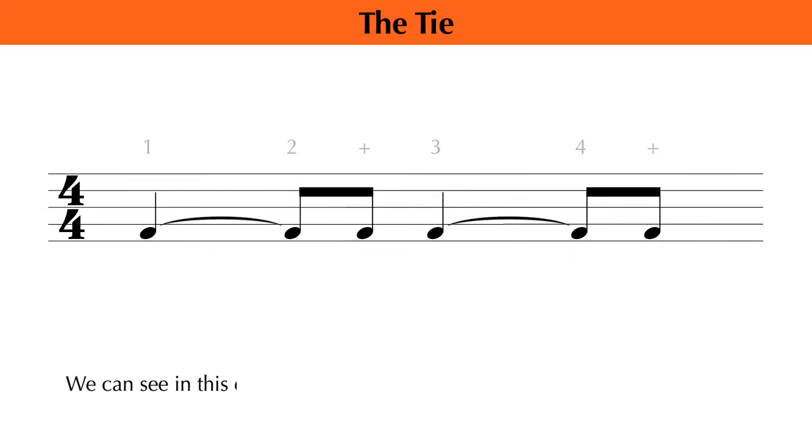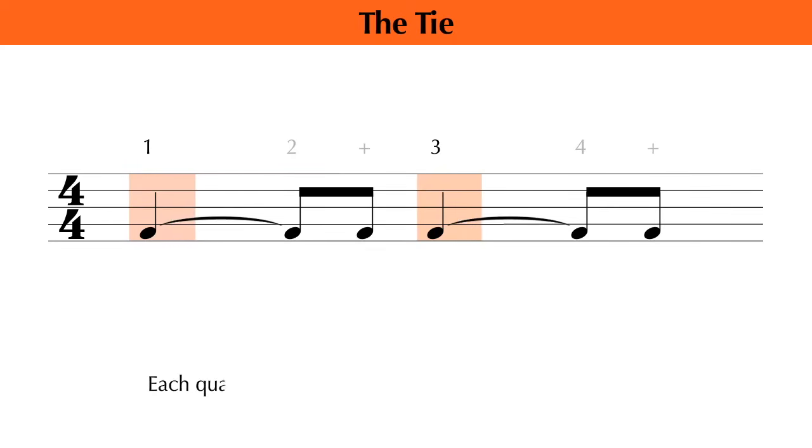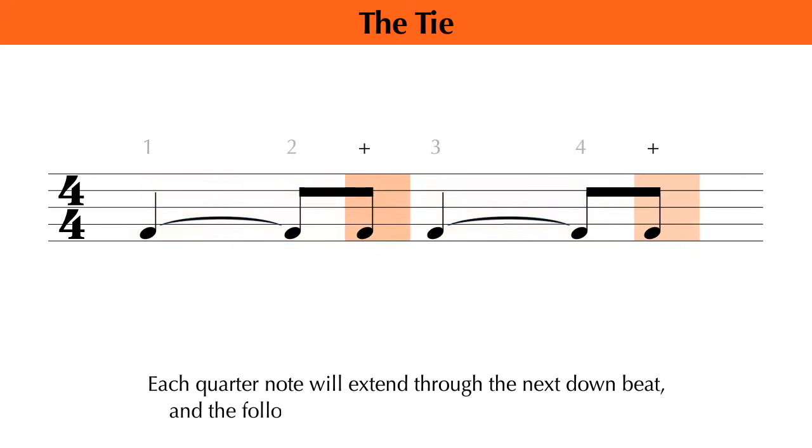We can see in this example that the quarter notes on beats 1 and 3 are tied to the first eighth note on the following beat. Being so, each quarter note will extend through the next downbeat, and the following note will be played on that upbeat.